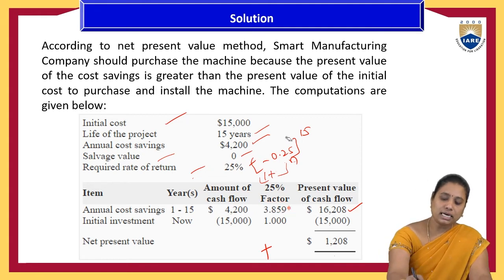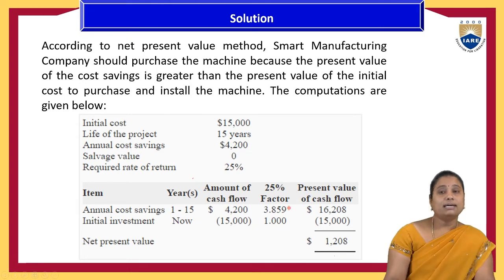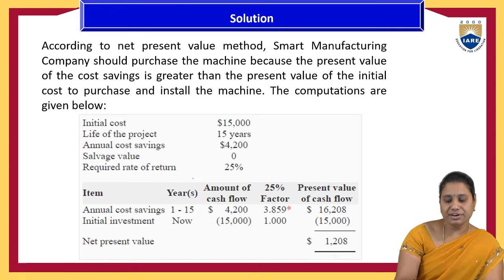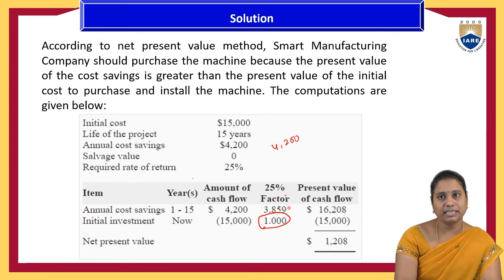Or we can use another method also. For every year they're going to get 4,200, and presently if 1 rupee value is there, if 25% return is going to be gained for 15 years, this 1 rupee value is going to become 3.859. So if they have invested 15,000 and it becomes 3.859, then the 4,200 returns, we are just going to multiply that.